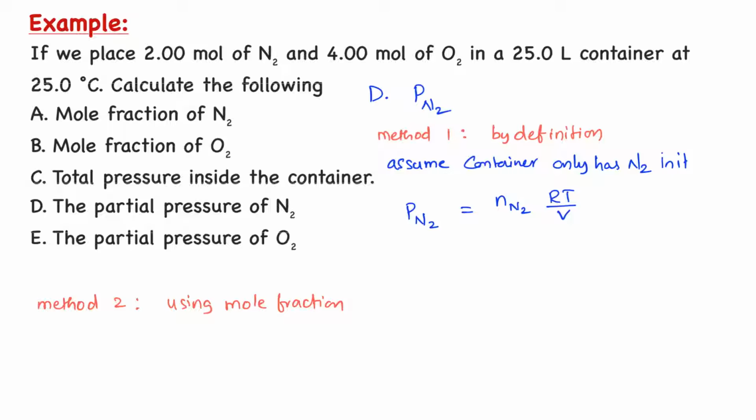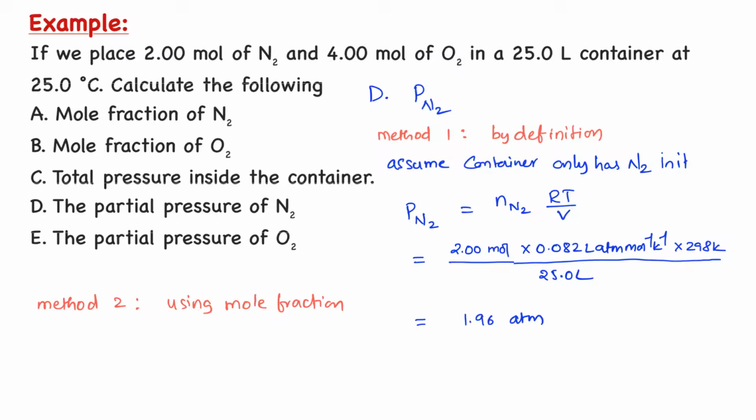If we plug in the values, we get the number of moles of nitrogen is equal to 2. The R value is a constant, 0.0821 liter atmosphere per mole Kelvin. Temperature is 298 Kelvin. Volume is 25 liters. If we do the math, we get the partial pressure of nitrogen is equal to 1.96 atmospheres.